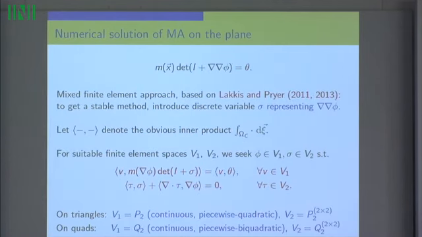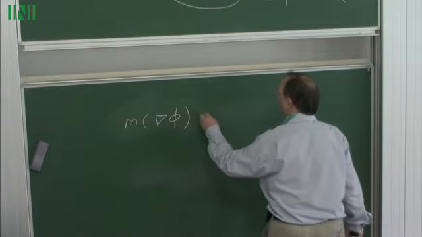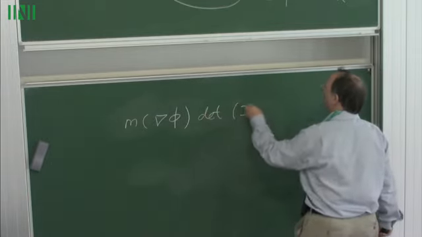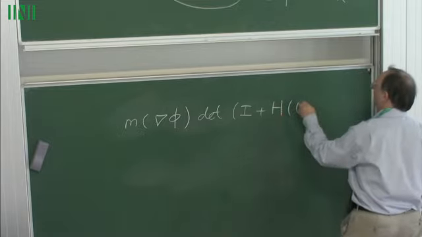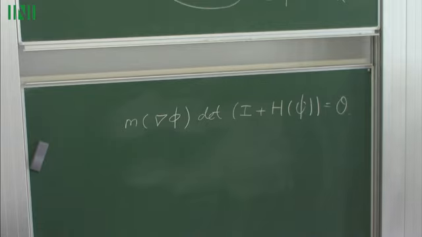Okay, so let me tell you how we solve things now. Having shown you how we do the basic construction and saying we want to solve these equations, we now actually have to go off and solve them. So if I want to generate a mesh on the plane, we need to solve m(grad phi) determinant of I plus the Hessian of phi is a constant. That's our basic equation we want to solve on the plane.